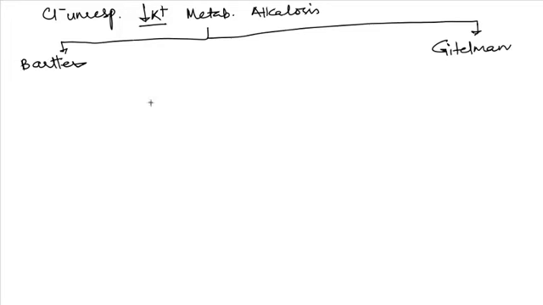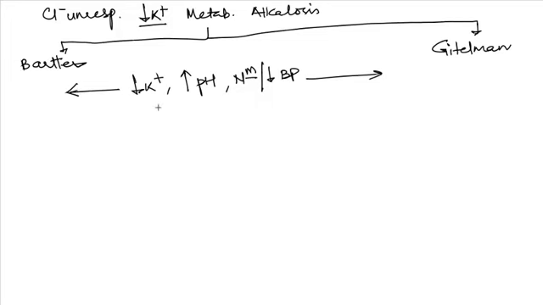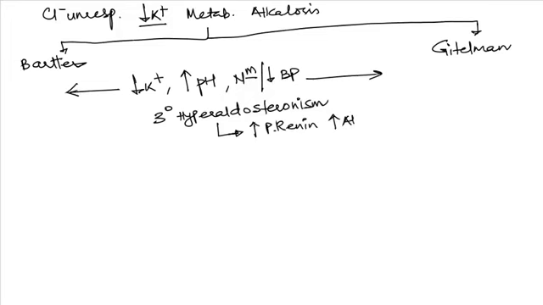Now these two syndromes share a variety of common features such as low potassium, metabolic alkalosis. The BP is usually normal to slightly low. Both these patients have secondary hyperaldosteronism, which is due to the sodium loss in urine, and this manifests as an increase in plasma renin and aldosterone levels.